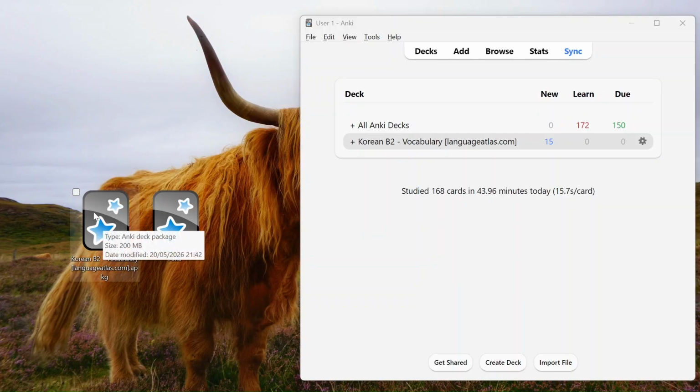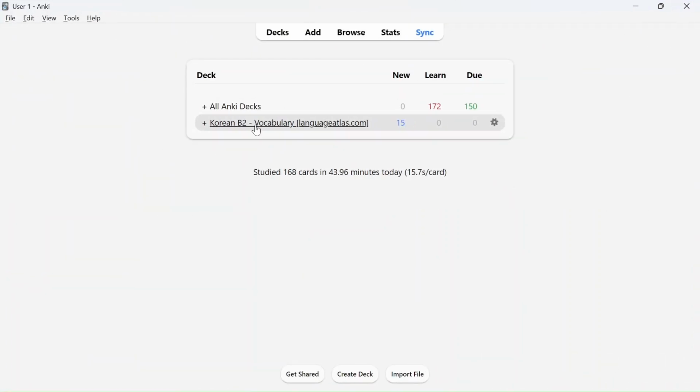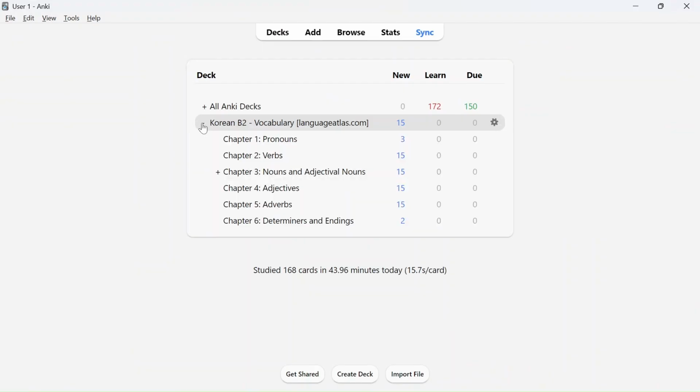Now, as you can tell, I have the Korean B2 vocabulary Anki deck right over here. Normally you would double click on an Anki deck to open it, but I've already done so, as you can see right over here. So let's get started with my first point, which is to show you the course structure.